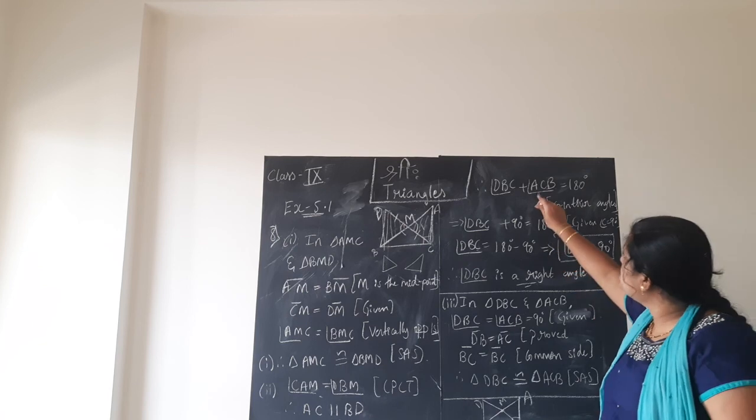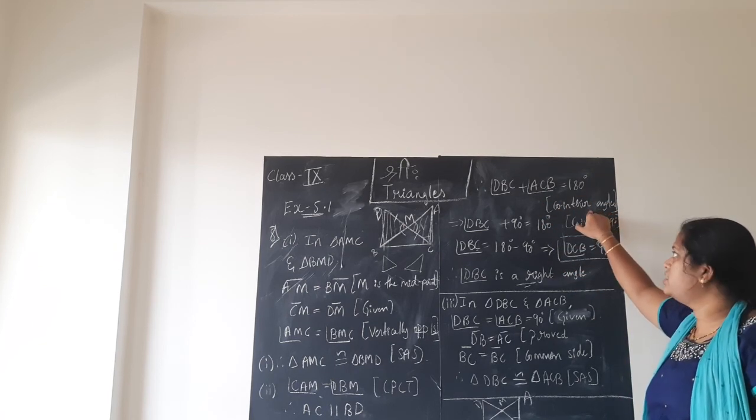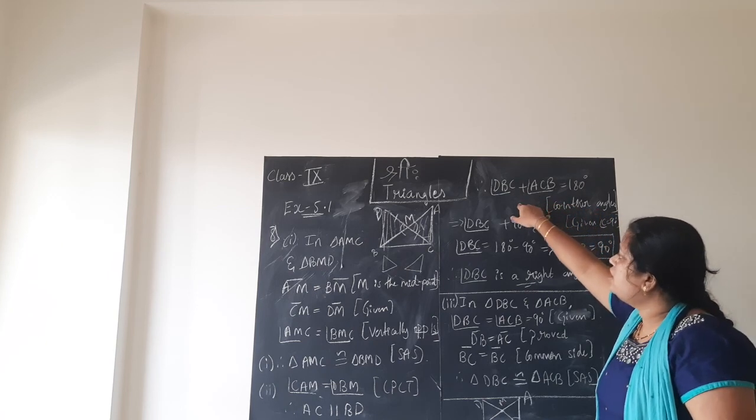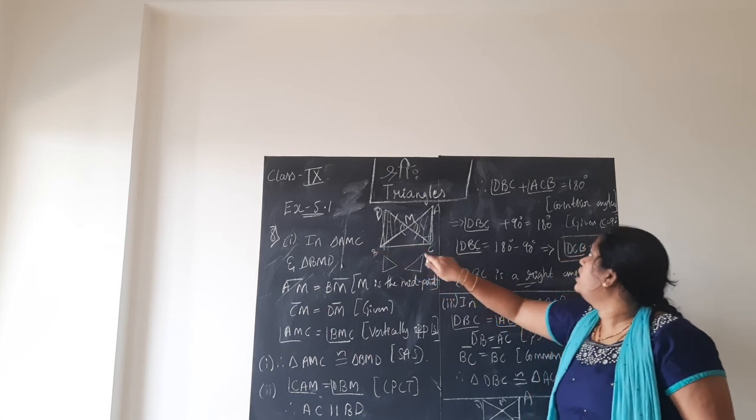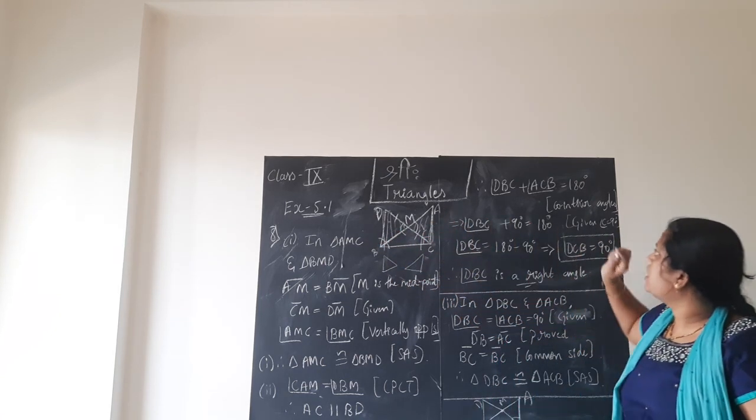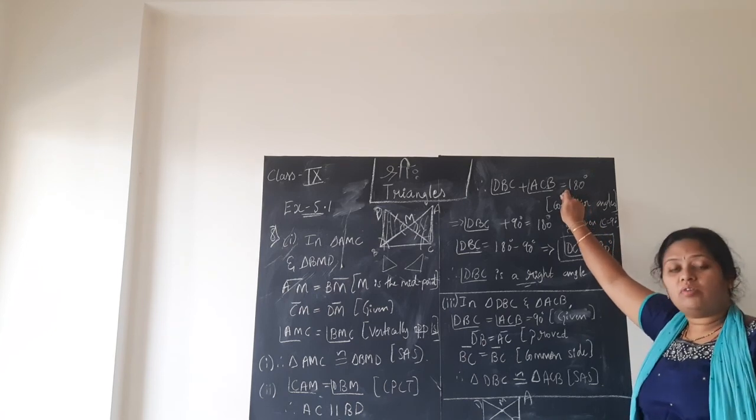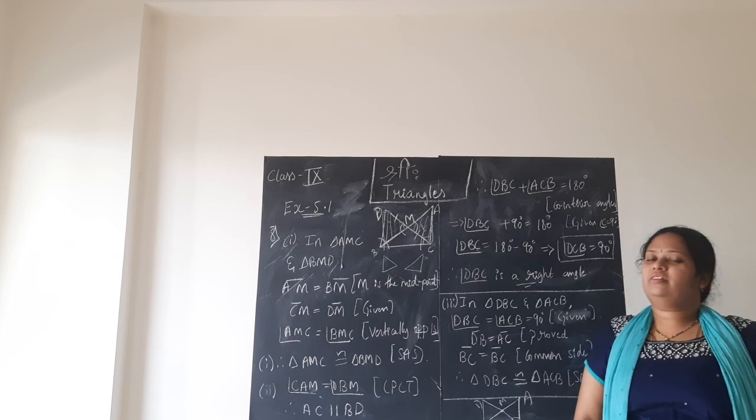Now children, this is very important. You have studied the concept of co-interior angles, please recall it. Why? Because here we are using that. Now angle DBC plus angle ACB, these two angles are there, no? Their sum is equal to 180 degrees. Why? Co-interior angles are supplementary.